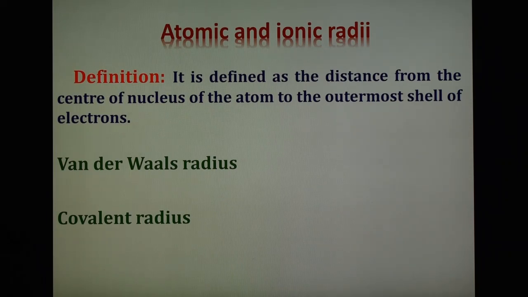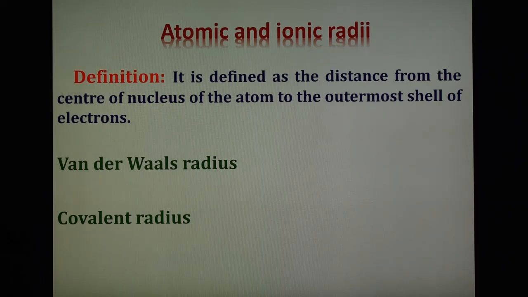Now there are some other radii, that is van der Waals radii and covalent radii. Van der Waals radius may be defined as half of the internuclear distance between two adjacent atoms of the same element belonging to neighboring molecules of the same substance. In case of covalent radius, it may be defined as one half of the distance between the centers of nuclei of two similar atoms bonded by a single covalent bond, belonging to the same molecule.